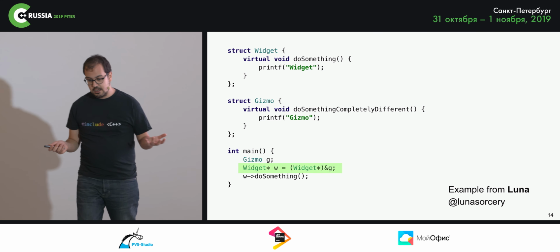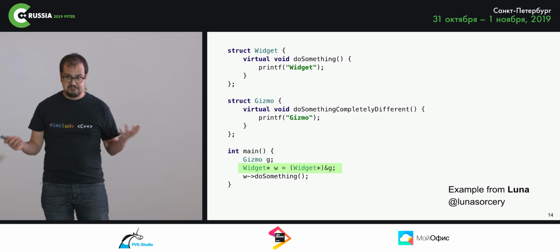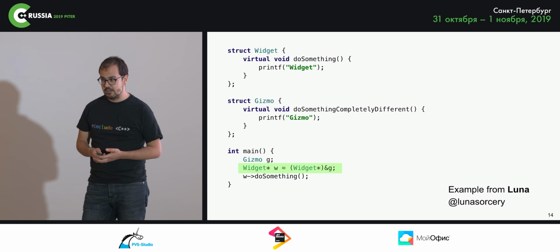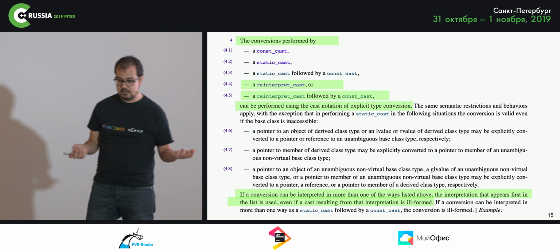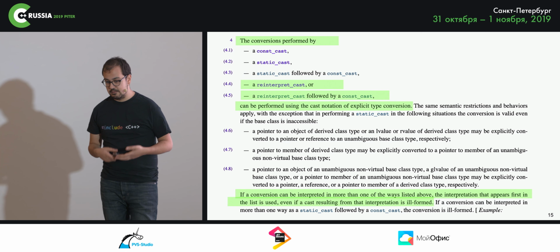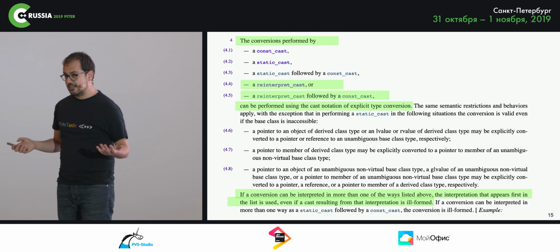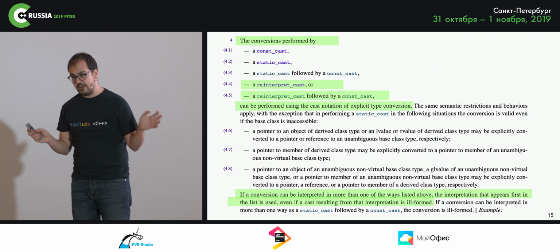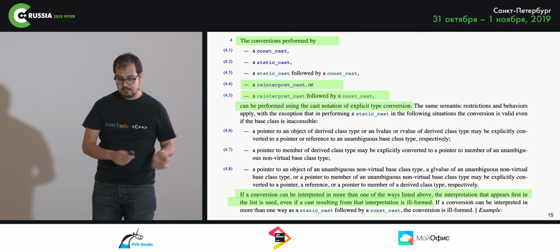Why? Well, it's a C-style cast, right? So let's look at what the standard says about C-style casts. It says, okay, if you have a C-style cast, then the compiler's going to try a const cast. If that doesn't work, it's going to try a static cast. If that doesn't work, it's going to try a bunch of other things. And if everything fails, at the end, it will try a reinterpret cast. And then if that succeeds, it's going to do that.